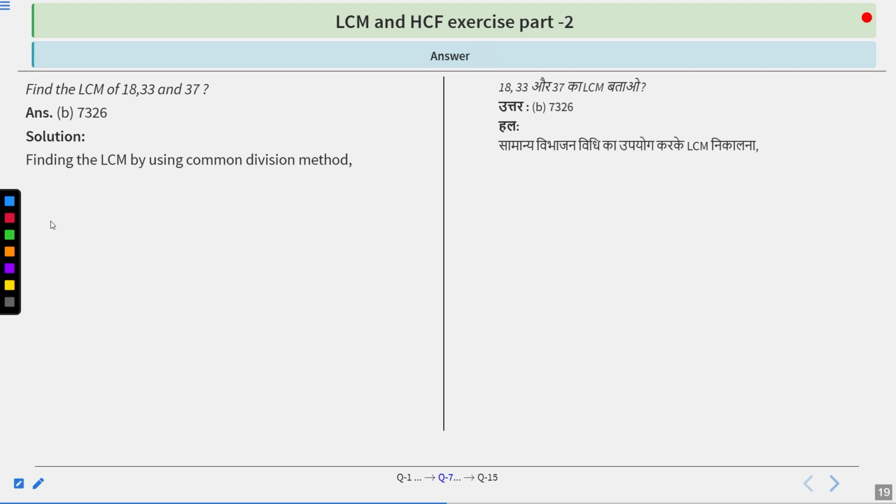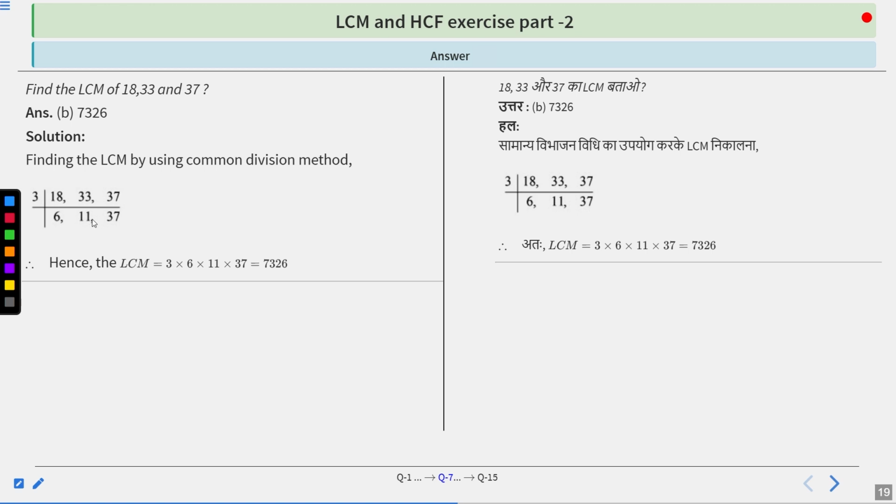Now we are going to use the common division method to find out the LCM. So our numbers were 18, 33 and 37. When we divide by 3, we get 6, 11 and 37. Now 11 and 37 are prime numbers and 6 is a non-prime number. So we don't need to divide further.